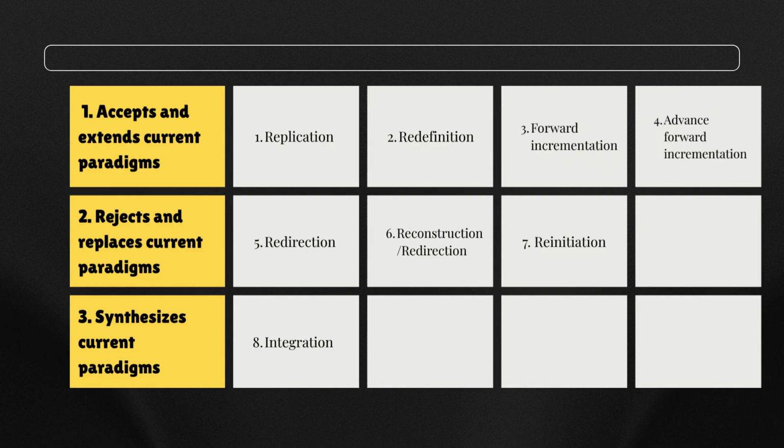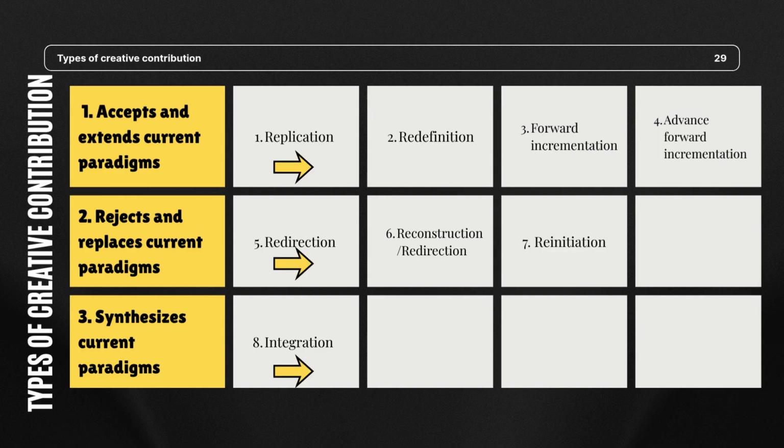Types of creative contribution. The 8 types of creative contributions are divided into 3 major categories. 1. Accepting and extending current paradigms. Under this category, we have 1. Replication. The propulsion remains stationary in a place where nothing changes. 2. Redefinition. Observing the same thing in a new way. The propulsion leads to a circular motion with different points of view.